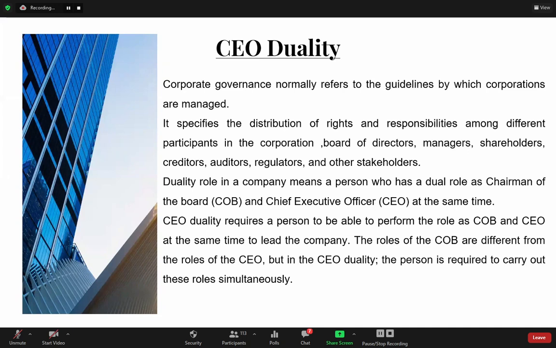So I'm going to take you through CEO duality. Duality role in a company means a person who has a dual role as chairman of the board and chief executive officer at the same time. The role of the chairman of the board is different from the role of the CEO, but in CEO duality, the person is supposed to carry out these roles simultaneously. Next slide.